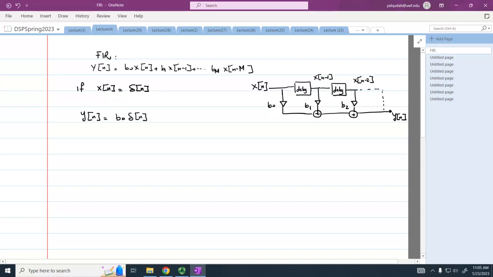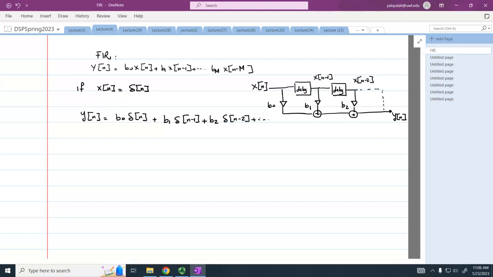Agree? Everybody? A delta multiplied by b0, the output is b0 multiplied by delta. After 1 unit delay, what is going to happen to this delta? There's going to be a 1 here, isn't it? And then what is the output going to be? b1 multiplied by delta of n minus 1. One unit later, b2 multiplied by delta of n minus 2, and so on and so forth. Does that make sense?